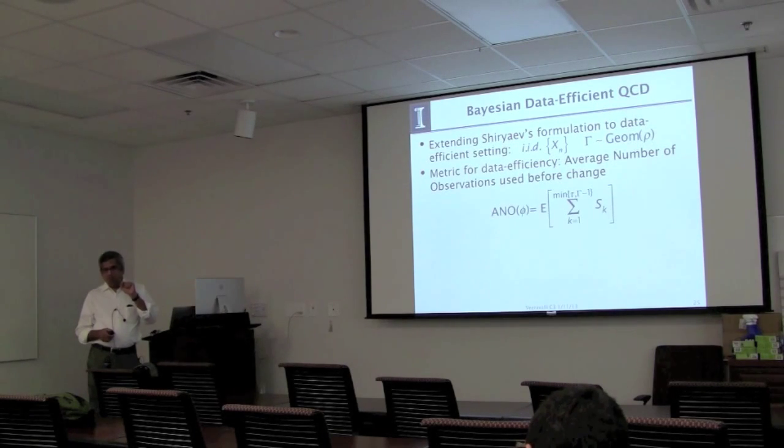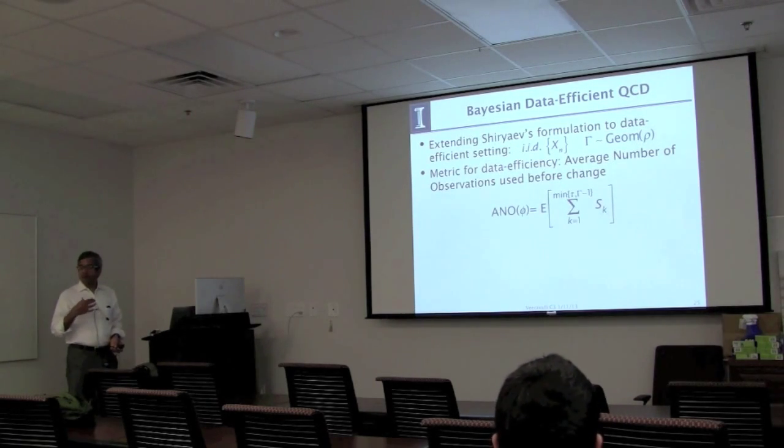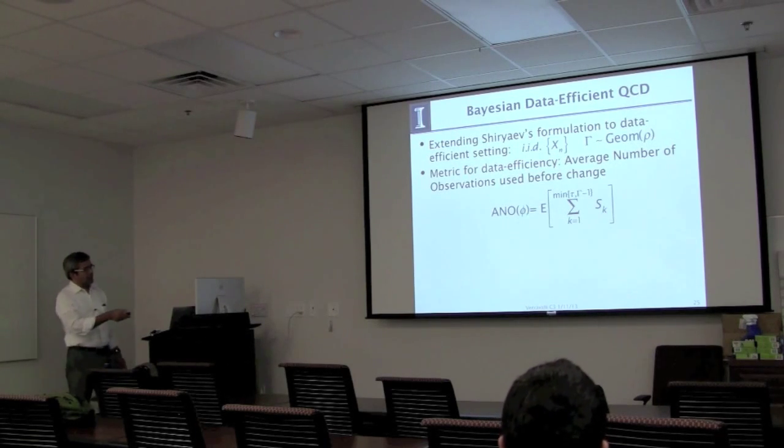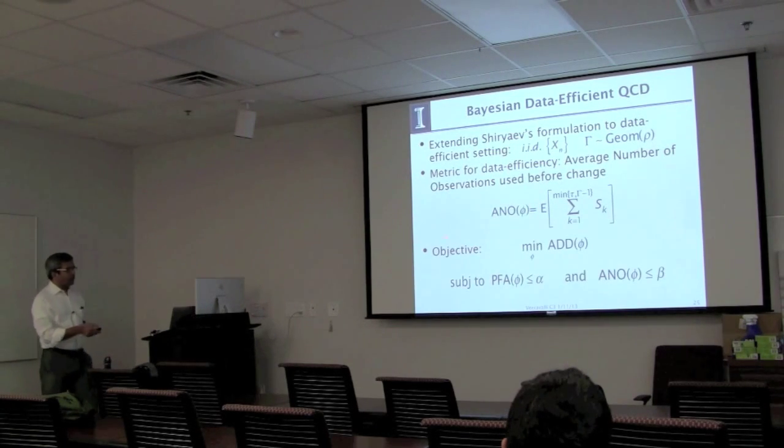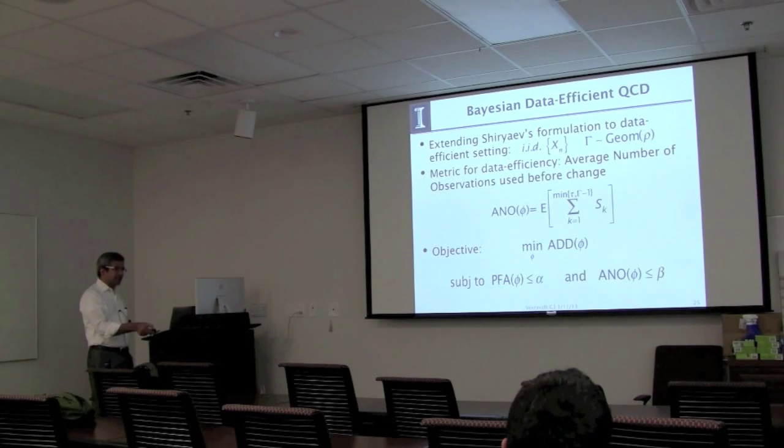Well, after the change point, you're already penalizing the observations through the delay. The other thing is, after the change happens, you really want to be taking as many observations as possible to quickly make a decision about the change. But before the change happens, you're wasting observations when you're operating under the null hypothesis. So you want to keep that to a minimum, under the pre-change distribution. Okay, so the ANO stands for the average number of observations used before the change. And so you want to minimize the delay subject to a false alarm constraint, as well as a constraint on the number of observations that you take before the change.